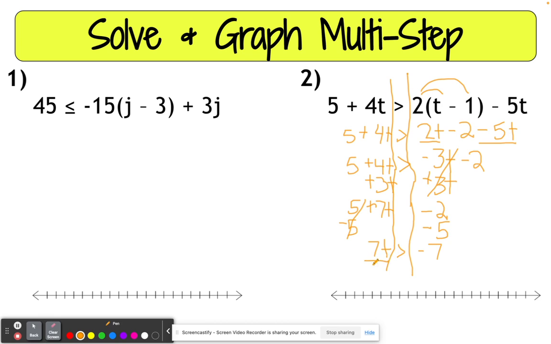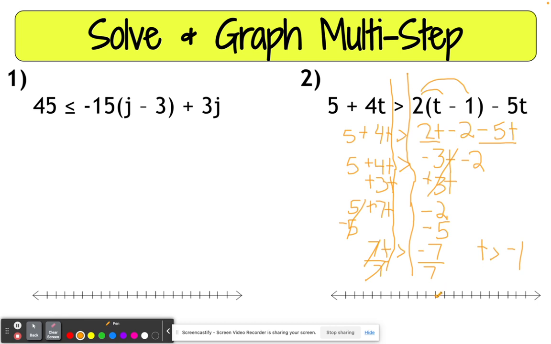Now I just have to divide both sides by 7. I'm not dividing by a negative number, so my inequality doesn't flip. This cancels out. And t will be greater than negative 7 divided by 7, negative 1.